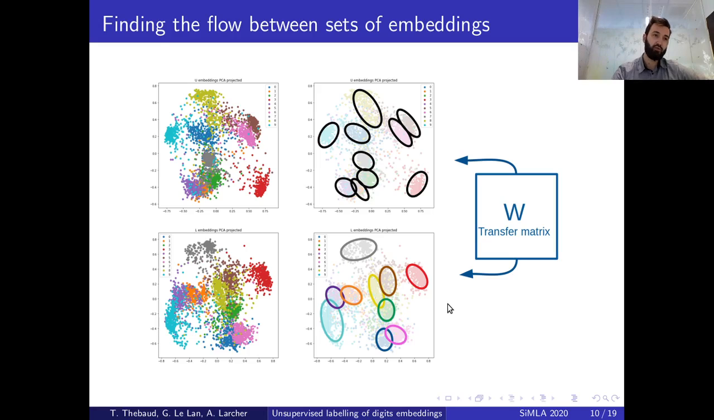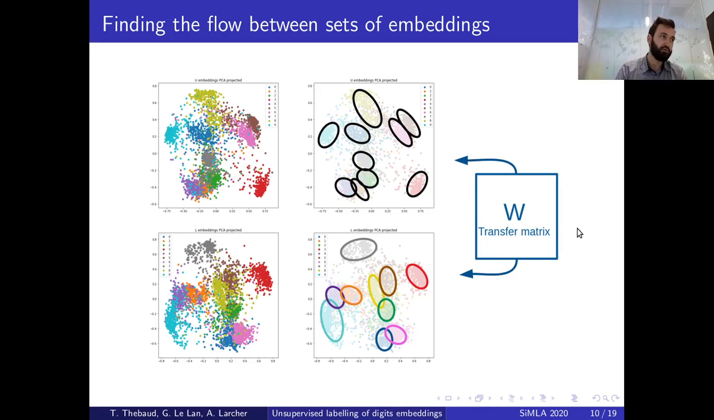Here we want to find the transfer matrix W to do the transfer between both spaces. And if we can transfer the U embeddings into the L space, the cluster that will land on the cluster of 2, for example, will be a cluster of 2 embeddings. So to label the unlabeled clusters of U, we want to find that transfer matrix.